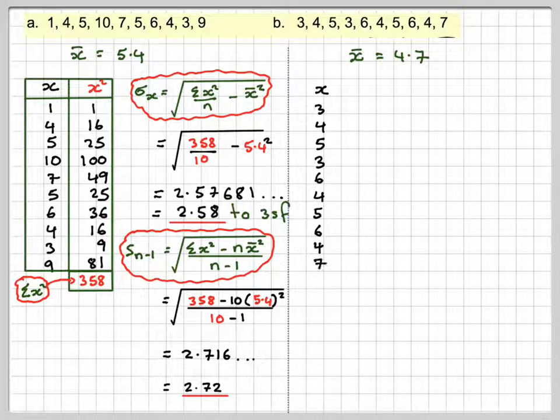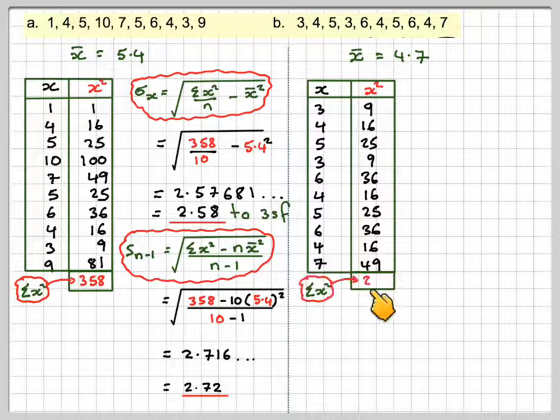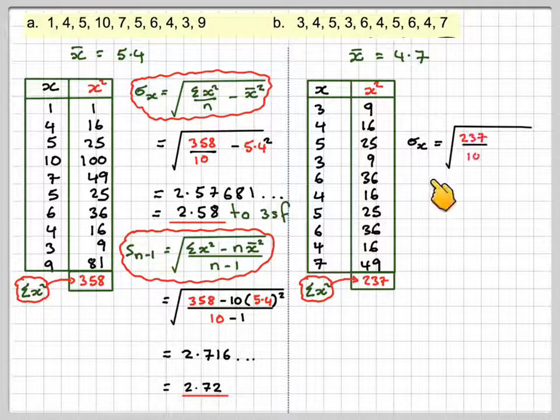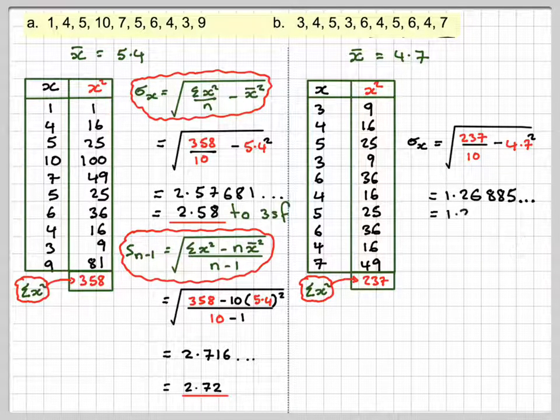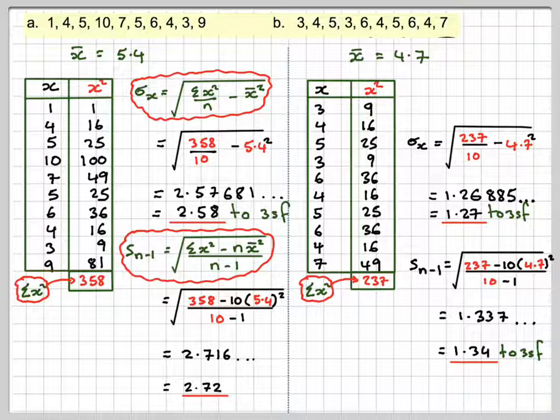And for the second set of numbers, x bar was 4.7. We list the numbers down here, we square each of those and sum this column here. So it's going to give me the population standard deviation, the square root of 237 over 10 minus 4.7 squared, which gives me 1.26885, which is 1.27. And then using the unbiased estimate, we're going to get 237 minus 10 times 4.7 squared, over 10 minus 1, which gives me 1.337, and we get 1.34 to 3 significant figures.